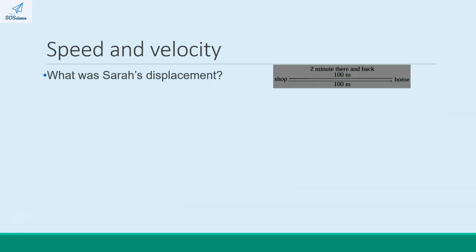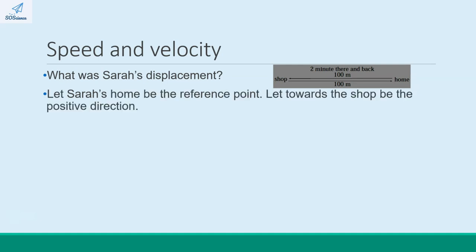But what was Sarah's displacement? Now in this case, we need to have a reference point and we need to state a positive direction. However, in this case, Sarah's final position was her house, and her starting position was also her house, because remember, she left her house being the reference point, and then she realized that she'd forgotten her money at home, so she had to go back home. So she ended back at the reference point. So the answer is 0 minus 0, which is 0 meters. And when our vector answer is 0, there is no direction associated with it.